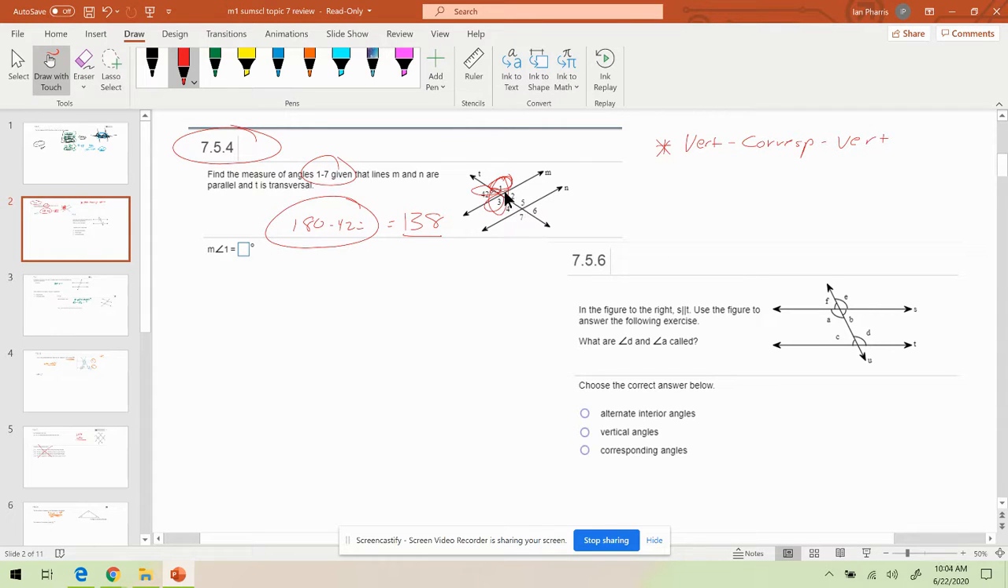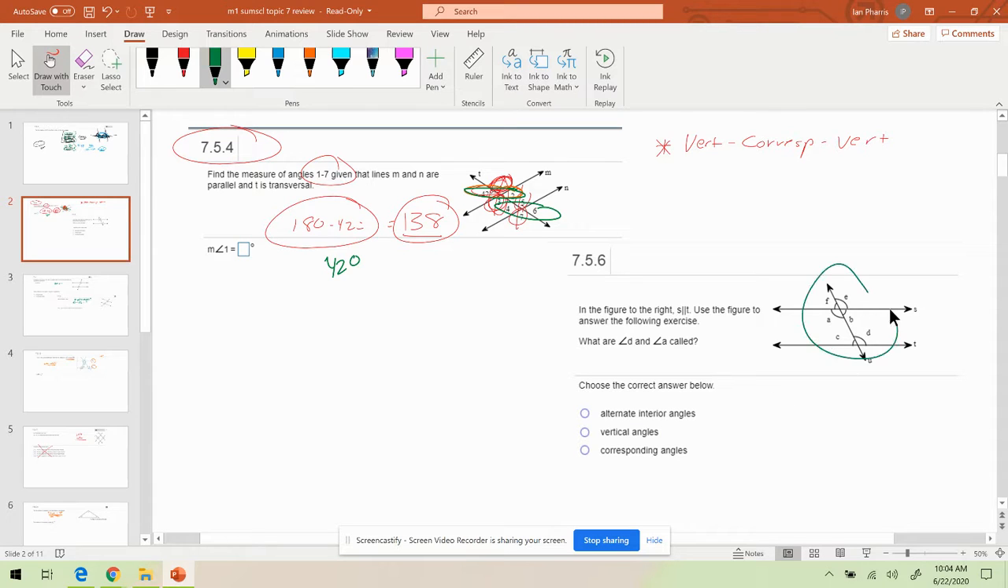And then you do the same with corresponding angles. An angle corresponding with 1 is 5. Corresponding with 3 is 7. So all the odd numbered angles are going to be 138. And all the even numbered angles, 2, 4, and 6, are going to be 42 degrees. Okay, so let's do a little bit over here.